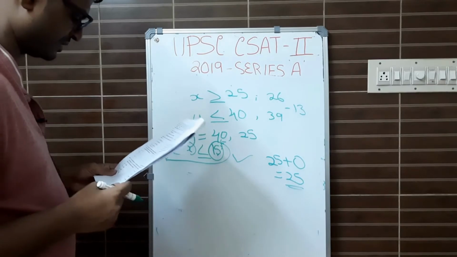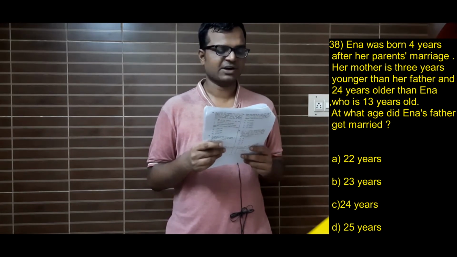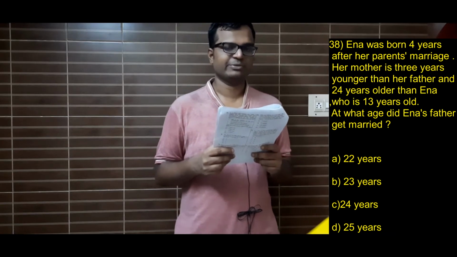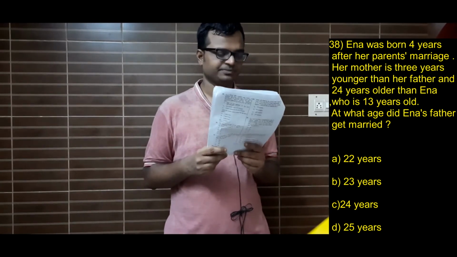We can go to the next question. Question number 38: Anna was born 4 years after her parents' marriage. Her mother is 3 years younger than her father and 25 years older than Anna, who is 13 years old. At what age did Anna's father get married? Option A 22 years, option B 23 years, option C 24 years, or option D 25 years.